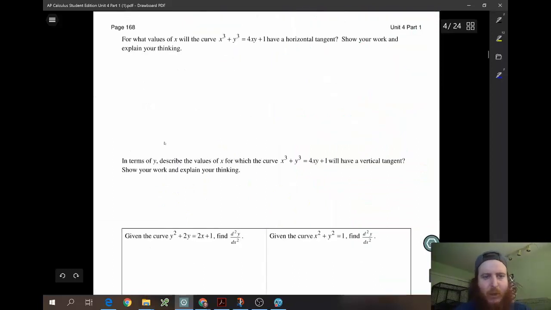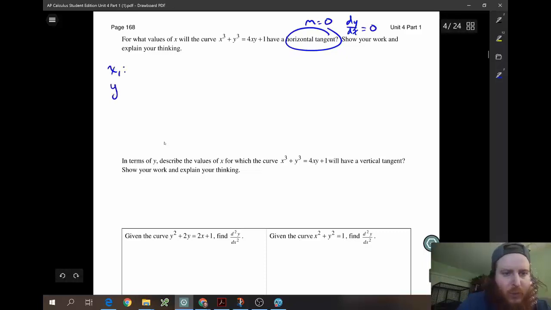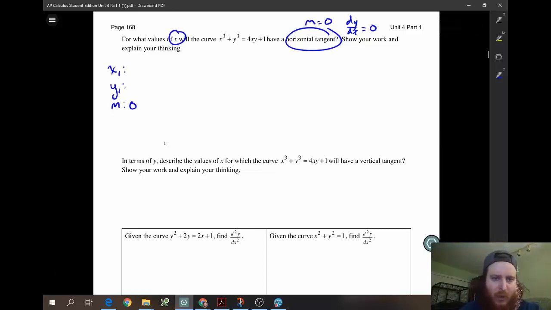Okay, moving on, just getting a little bit harder. For what values of x will the curve x cubed plus y cubed equals 4xy plus 1 have a horizontal tangent? So what do we know about a horizontal tangent? We know that that's when the slope is 0, when the derivative is 0. Now what's another name for slope? Is derivative. So when, instead of writing m equals 0, we can say when dy/dx equals 0. So we're going to say x1, y1, and m, because it's a tangent line, we know m is 0. Now, they only wanted the x, so we're not actually writing the tangent line, so just be aware of that. We're not going to actually finish it, we're just going to solve for x.